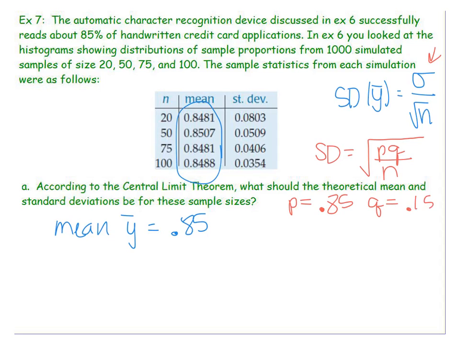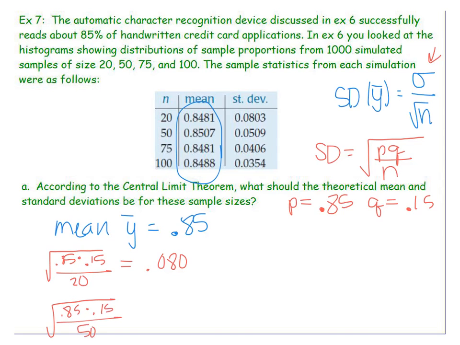So let's do some quick calculations. The first one would be 0.85 times 0.15 divided by 20, all under the square root. And if you type that in the calculator and you use two non-zero digits like we talked about, I get 0.080. So that was for the first line. Let's do the second one. Again, the only thing that's changing is we're changing the 20 this time to a 50. If you type that in the calculator, I get 0.051.